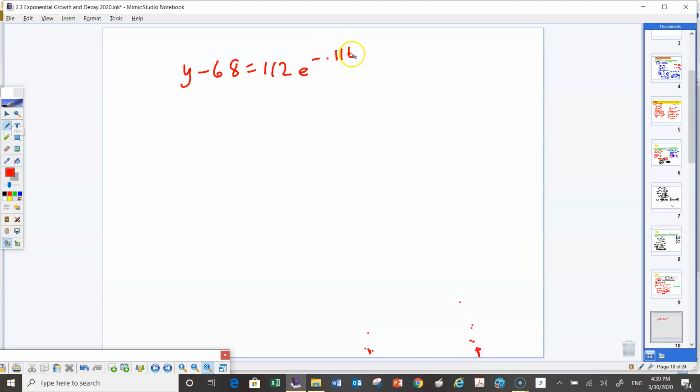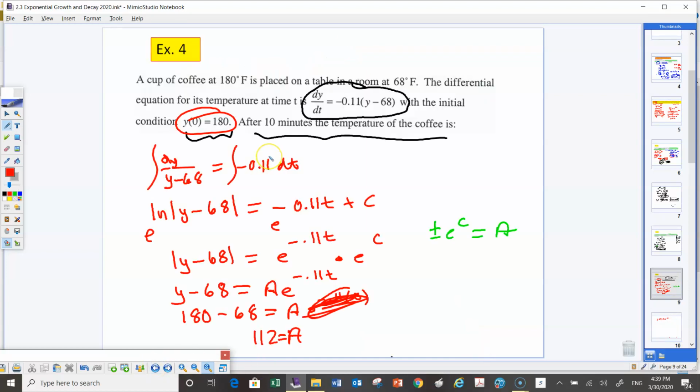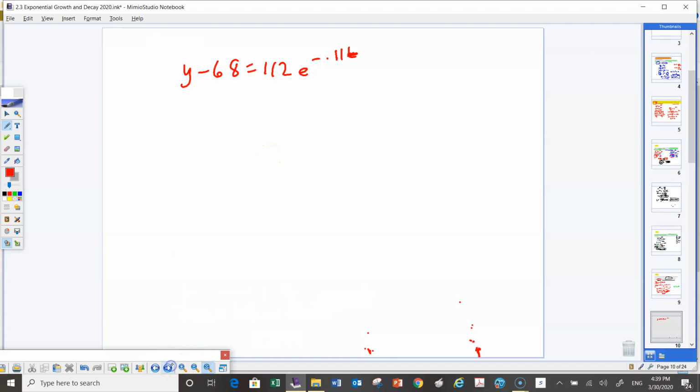Okay, so now let's answer the question. The question was asking us, after 10 minutes, find the temperature of the coffee. Well, now I just plug a 10 in for t, and I work this out. So y minus 68 is going to be 112 e to the negative 0.11 times 10.